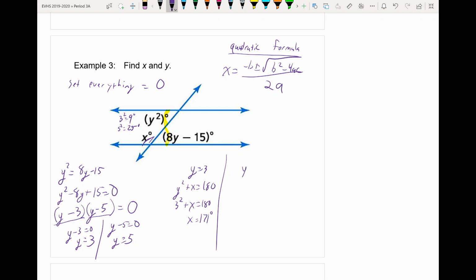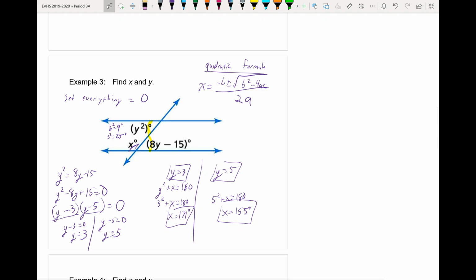Now, is it possible for this angle to be 171 degrees? Absolutely. We also have the case where y equals 5. And so then we got 5 squared plus x equals 180. It's 25. Subtract that over, and that gives me 155 degrees. Again, is that possible for x to be 155 degrees? Yes. So your two answers are when y is 3, x is 171, or when y is 5, x is 155. Okay. Not hard, just been a while. I'm going to dust off those cobwebs.